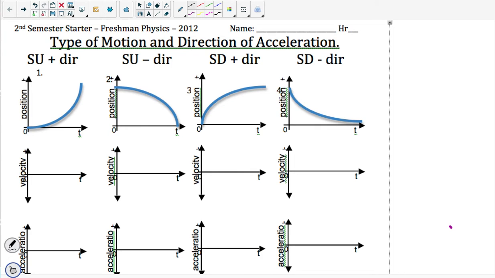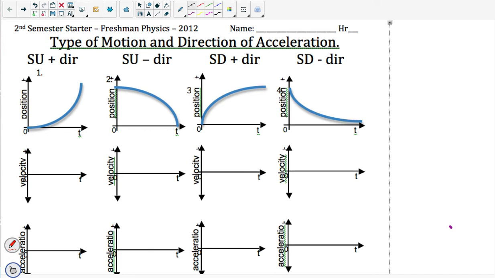At this second semester starter sheet that we did at the beginning of this year. I know that it's not 2012, but we're going to use this one anyway. First off, we start with stacks of graphs. It said types of motion and directions of acceleration.